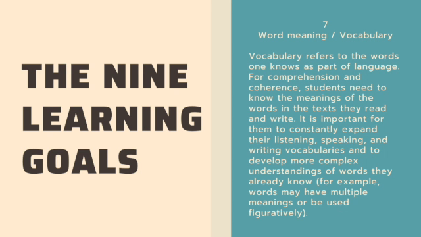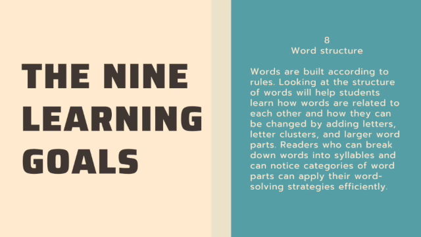Then we have word meaning, vocabulary. Now, vocabulary refers to the words one knows as part of language. For comprehension and coherence, students need to know the meanings of the words in the text they read and write. It is important for them to constantly expand their listening, speaking, and writing vocabularies and to develop more complex understandings of words they already know. For example, words may have multiple meanings or be used figuratively.